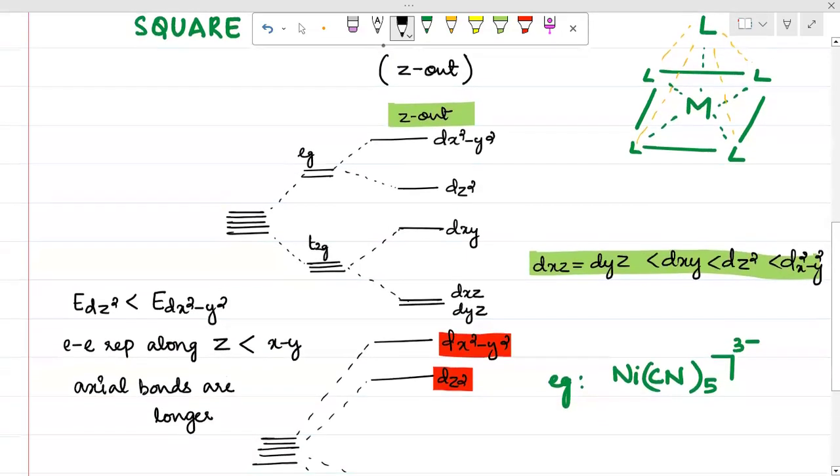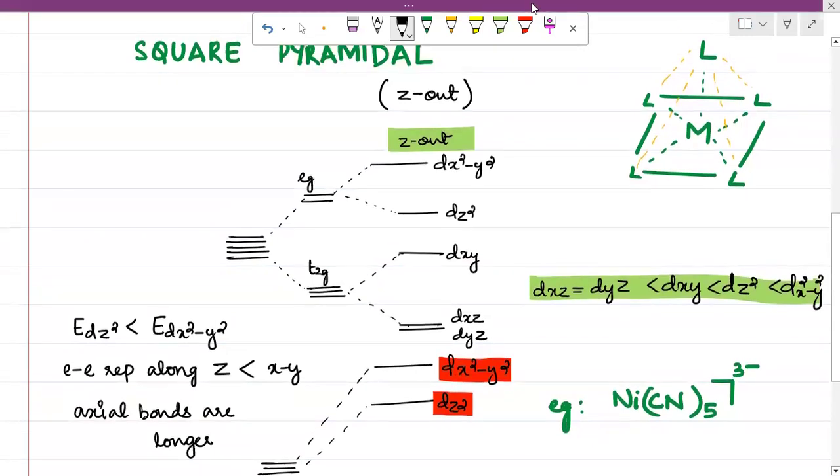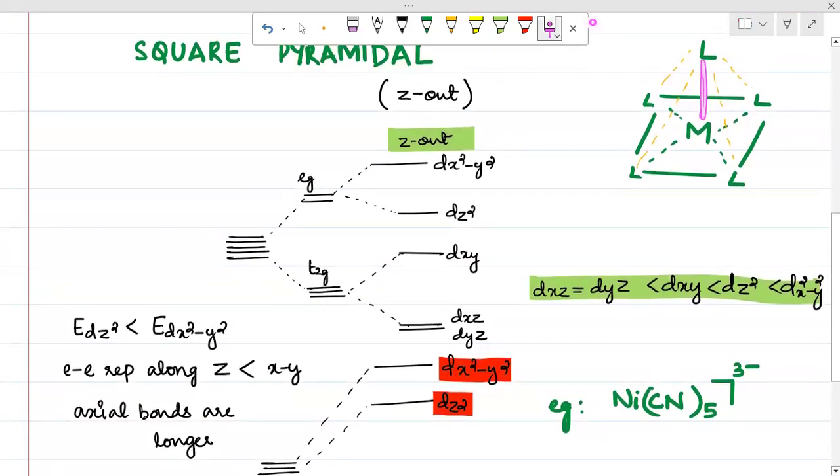I hope you understand the difference between the axial and the equatorial bonds. These are the axial bonds. So there's only one, ML. And all of them over here, these four, are the equatorial bonds.